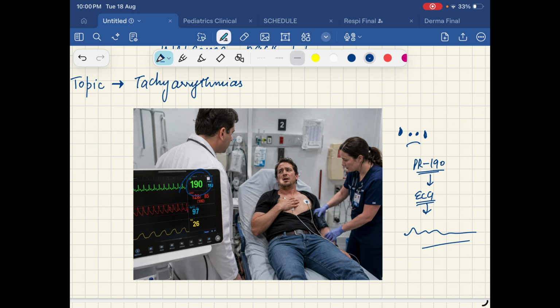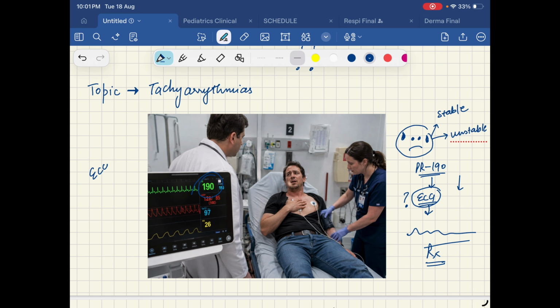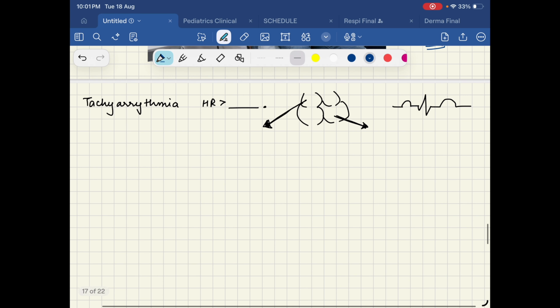Now, based on the ECGs and based on how our patient is looking, whether our patient is stable or unstable, and how good or how bad the ECG is, we'll proceed with the treatment, right? So in this lecture, we'll find out what kinds of ECGs can present in such patients and what treatments will be given, right? Before we start with tachyarrhythmia, let me give you just an overview.